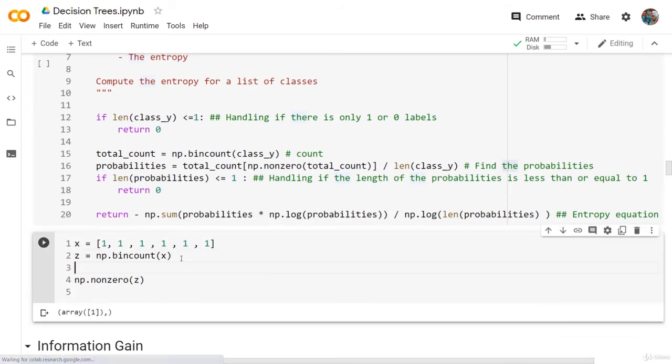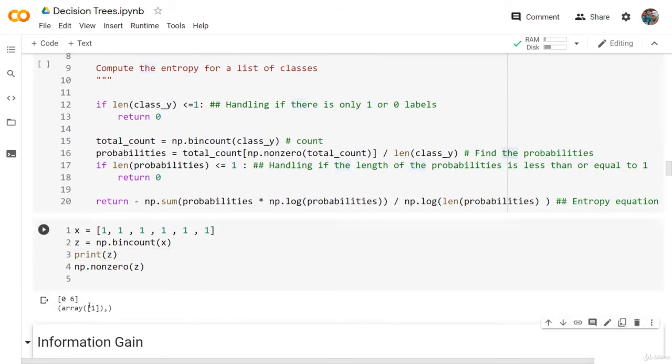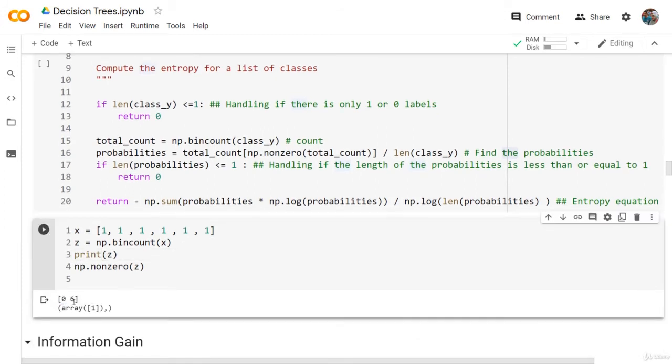Why? Because if we print z here, you will see that we have 0 and 6. We don't really have any zeros, so the count of zeros is 1. So when we write nb.nonzero, this will return nothing, right? Because we are getting only the indices for the non-zero elements. So that's why we are writing this line, because in this case the entropy is also 0.